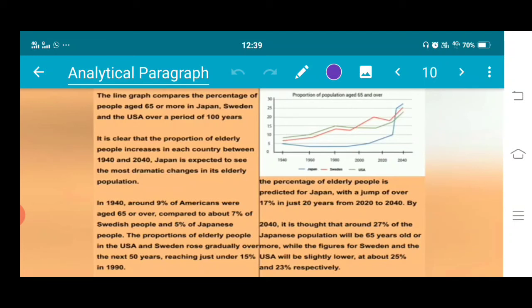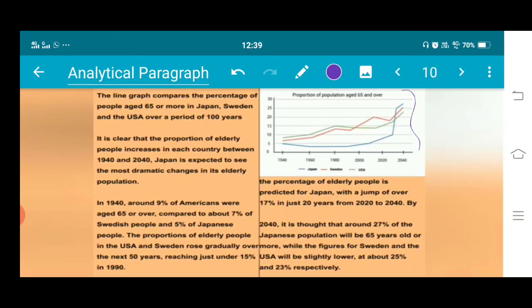The line graph compares the percentage of people aged 65 or more in Japan, Sweden and the USA over a period of 100 years. So this was the introduction paragraph, right. Now the overview. This paragraph is an overview. So here it is written that it is clear that the proportion of elderly people increases in each country between 1940 and 2040, and Japan is expected to see the most dramatic changes in its elderly population. Here also you can see it in the graph, right.